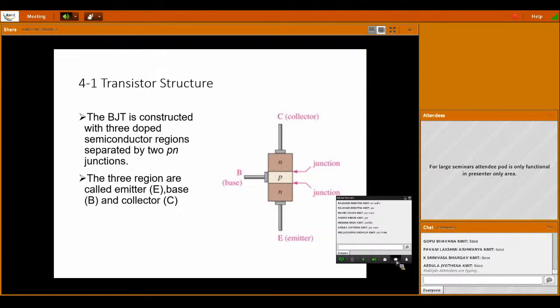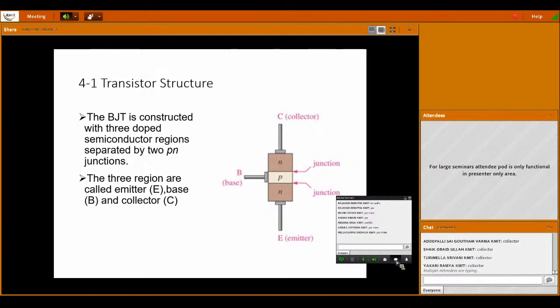Now I'm going to ask one more question. Which is the heavily doped region? Yes, emitter, good. Which is the lightly doped region? Base, good. Next, which is the moderately doped region? Collector.